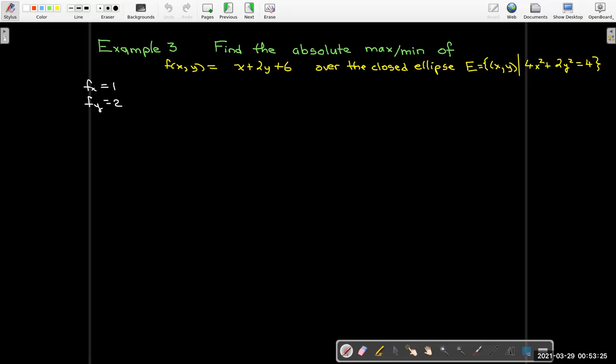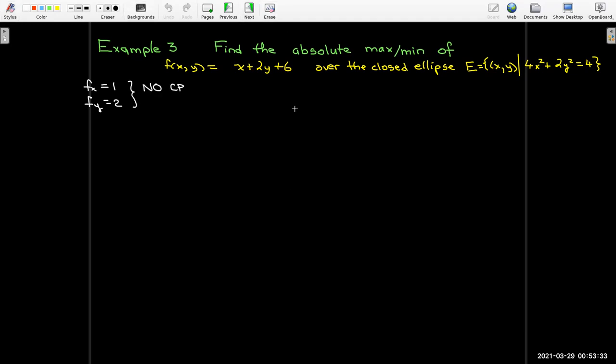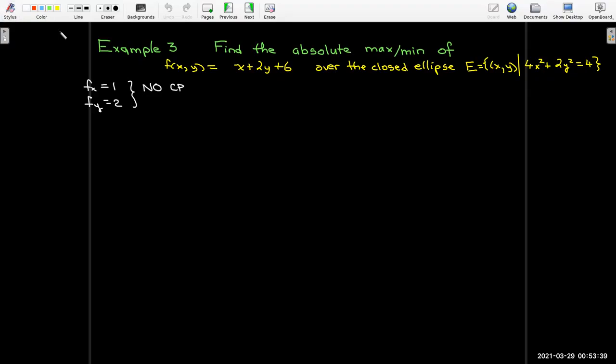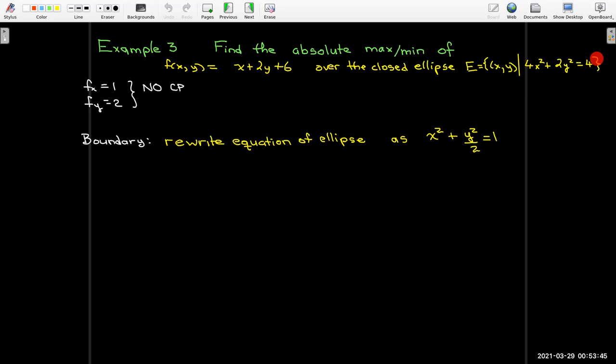So let's go through our method. Again, if I take the partials, I get constants. We've got a plane. There's no critical numbers there. So let's move on. We're going to rewrite the equation of the ellipse. I've got to work on the boundary here, which is the boundary of the ellipse. So I'm going to divide every term by 4 so that it equals 1.